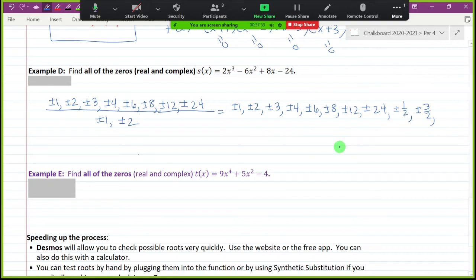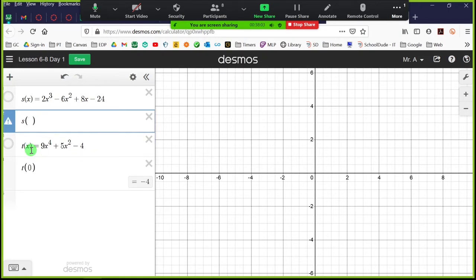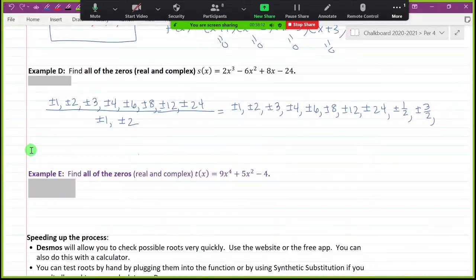So I have this function labeled as s of x on Desmos. Okay, and now I can just plug stuff in here. Let's put in 1, negative 20, no good. Let's put in negative 1, negative 40, no good. So 1 and negative 1, no good. How about 2? No good. How about negative 2? No. How about 3? Hey, we got a winner, 3. So we come back over here. x equals 3 is a real 0.